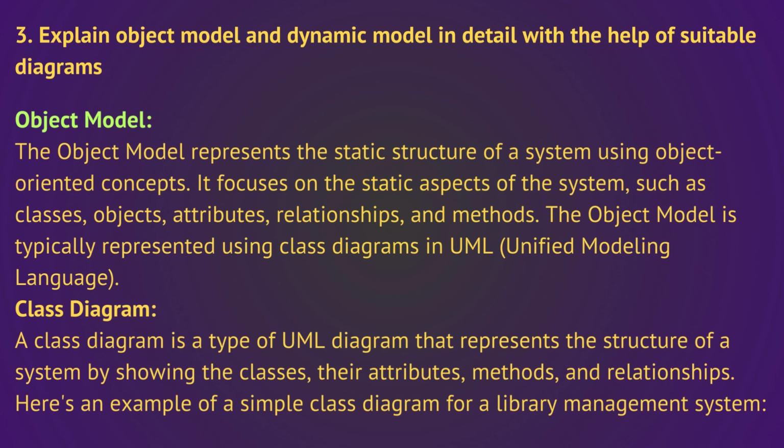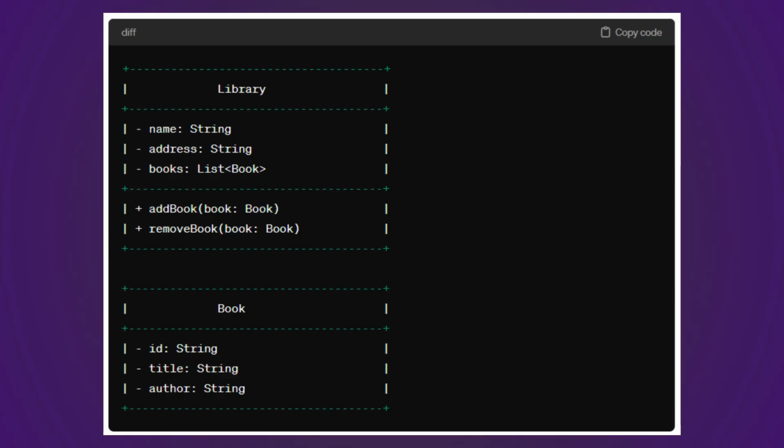Class diagram. A class diagram is a type of UML diagram that represents the structure of a system by showing the classes, their attributes, methods, and relationships. Here's an example of a simple class diagram for a library management system. The class diagram is as follows.